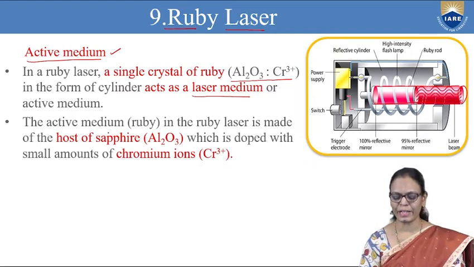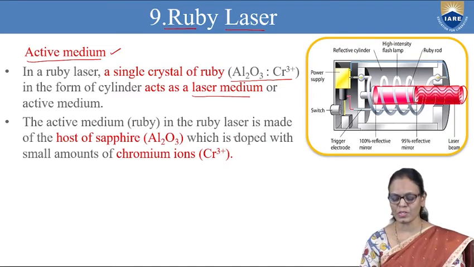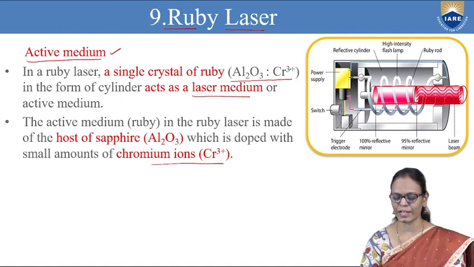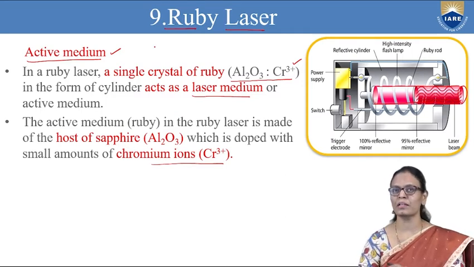The active medium in the ruby laser is made up of a host of sapphire, that is aluminum oxide, which is doped with small amounts of chromium atoms. That is how we get this ruby rod. When we take aluminum oxide and dope it with chromium atoms, we get a ruby rod, and this is the active medium in ruby laser.